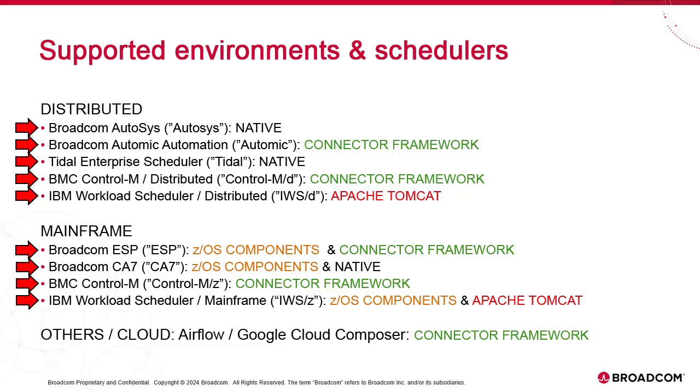Most of these integrations rely on specific technology that varies from one to the next. We're going to show this on a diagram in a minute. For now, know that some integrations are native and require no additional components. Some, in green, require a connector based on the framework technology. One, IBM in red, requires a connector based on a Tomcat web server. Most mainframe components require additional components to be installed in z/OS, shown in orange. Note that you have the option of building connectors for schedulers that are not supported out of the box, but this is out of scope.